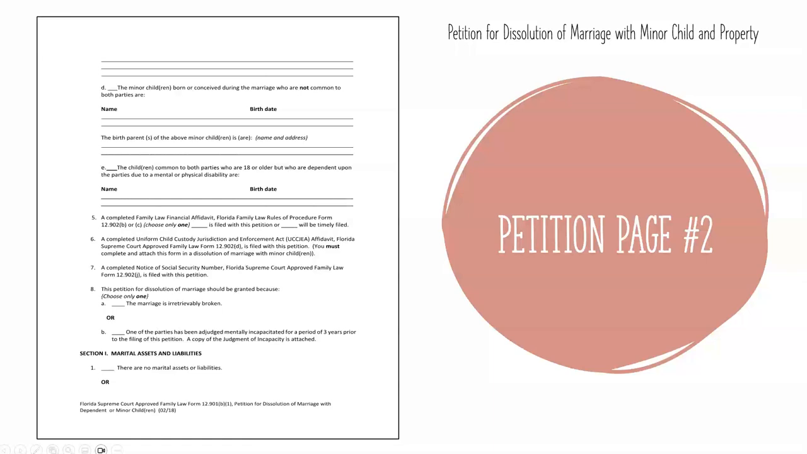Paragraph 7, Notice of Social Security Number. You must file a Notice of Social Security Number with the court. Paragraph 8, choose one option. Select only one option in this paragraph. Letter A is the most common scenario. If letter B applies, contact your coach for further guidance.